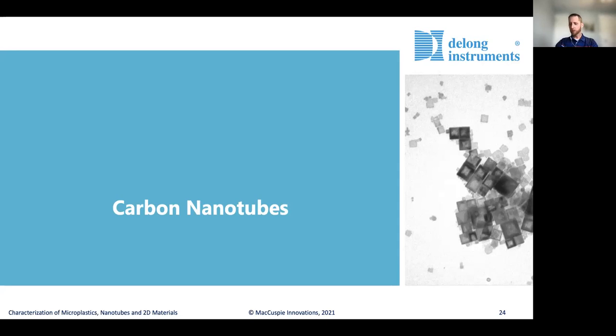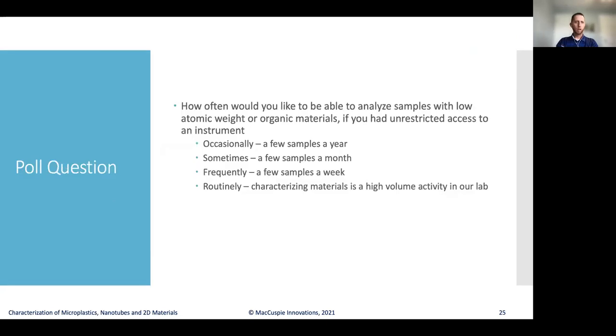So, in keeping with moving on through the different topics, we'll move on to the carbon nanotube section. For this, I'd like to open it up for another poll question, and just get a sense from the audience of how often you would like to be able to analyze samples with a low atomic weight or organic materials, if you had unrestricted access to an instrument. This might be a bit of an imaginative scenario, a wish list case, if you will. But just trying to get a sense of, if it could meet your needs anytime, anywhere, and you didn't have to wait 2 or 3 weeks at the core facility, what might that look like?